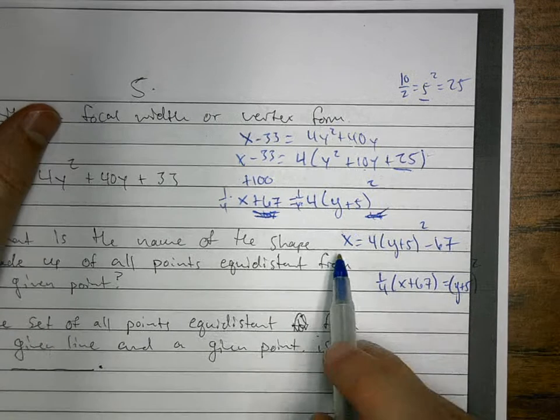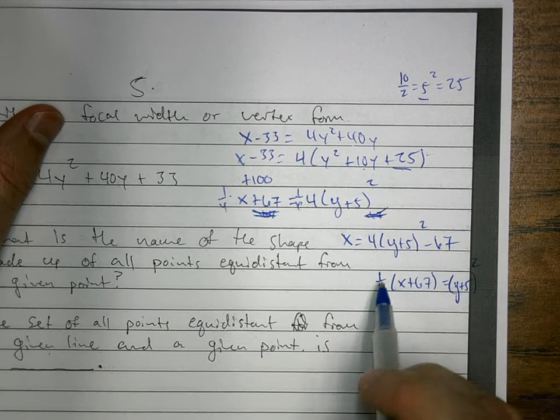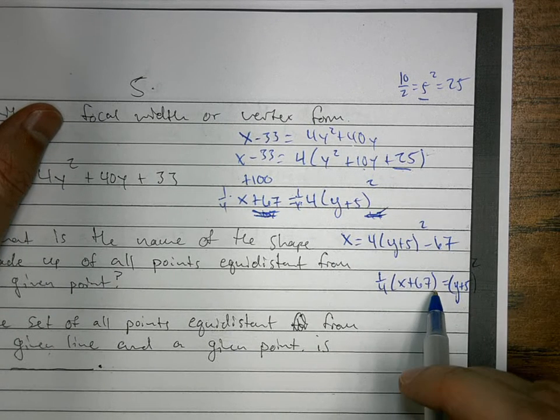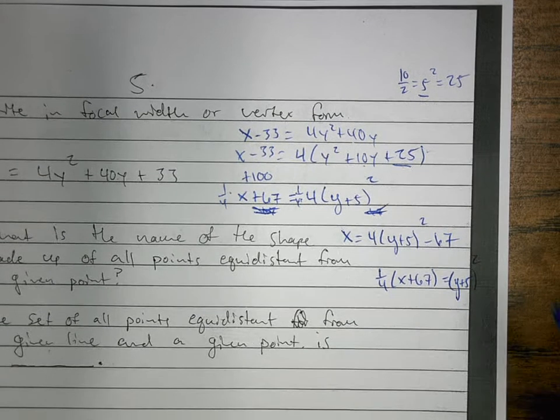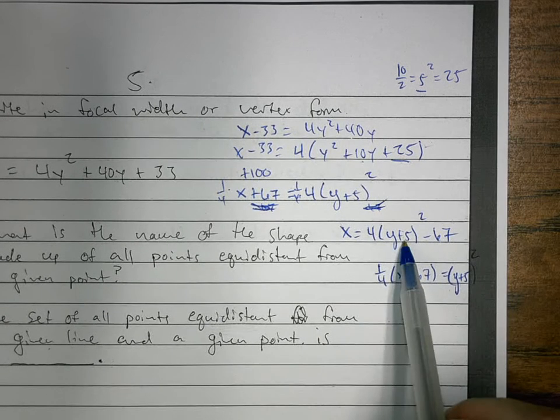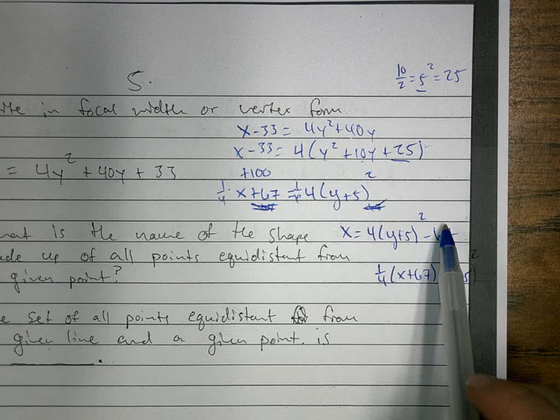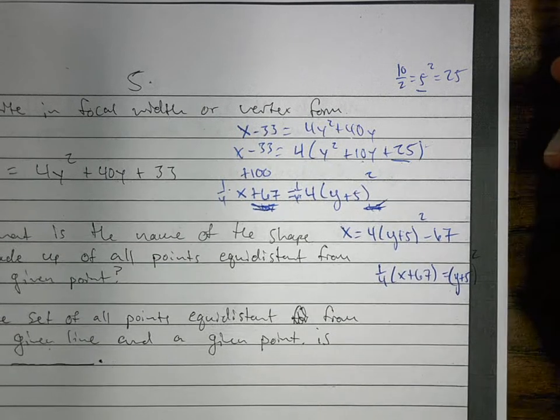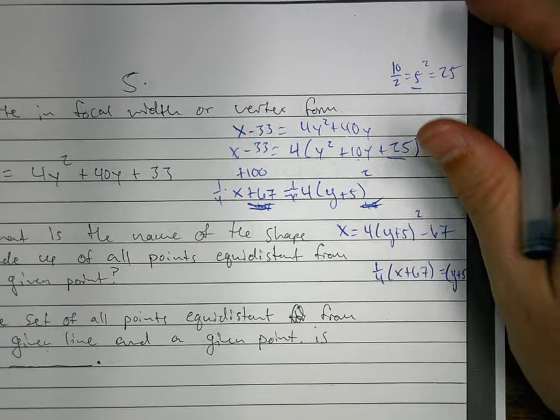So this one up here is in vertex form, and this one down here is in focal width form. Either one of them works. Focal width form is the one that you usually want to use when you graph. You could use this form to graph too. It just uses that 1, 3, 5 pattern that many of you guys aren't too fond of.